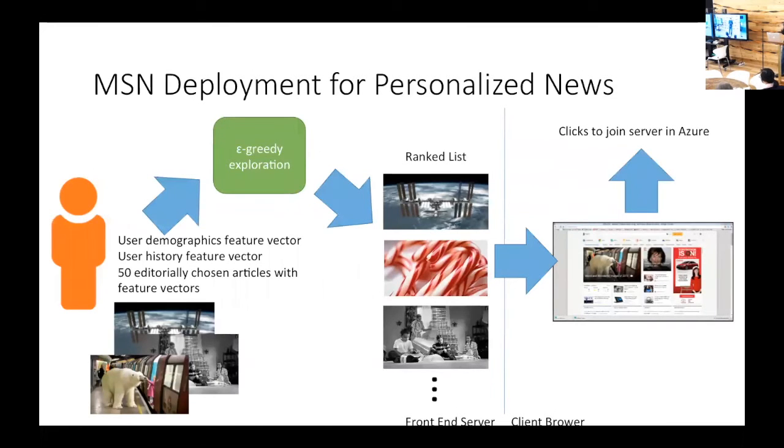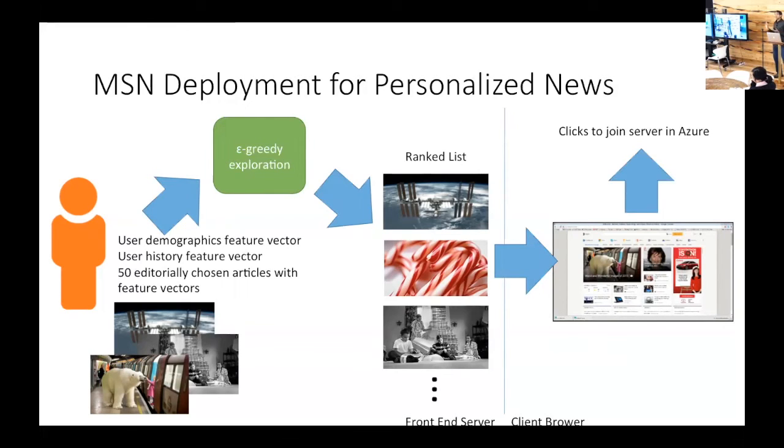Okay, so that was basically what we did with MSN. We had some features based on the user demographics and their past preferences. We had a pool of 50 editorially chosen articles. So these were people picking, based on the news stories available today, the 50 most interesting ones, and then let's still pretend we are just picking one out of these 50. And in fact, we weren't. We were creating a ranked list.